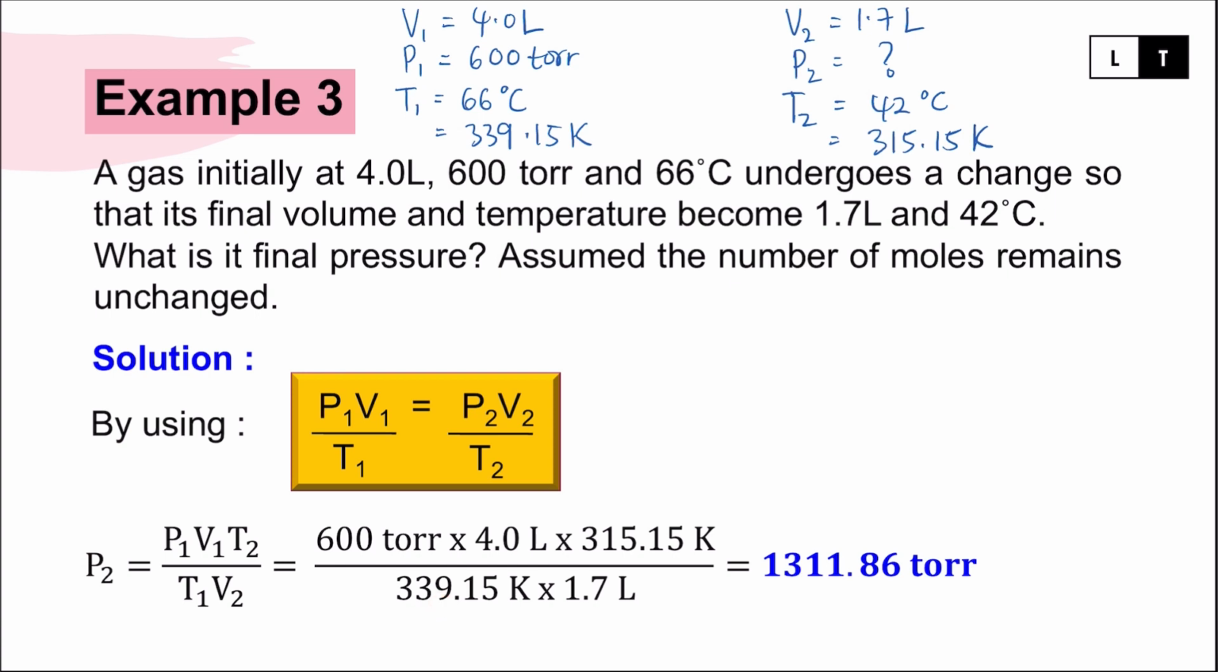Dalam kes ini, awak boleh kalau nak convert ataupun tidak convert temperature. Tapi saya nak lebih senang dan lebih sesuai untuk kefahaman saya terus convert kepada Kelvin. That's why I put my temperature value in Kelvin. And untuk yang lain, kekal sahaja. Then you got the final pressure 1311.86 torr.